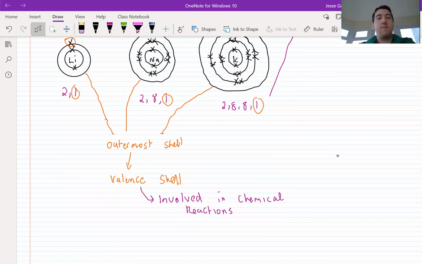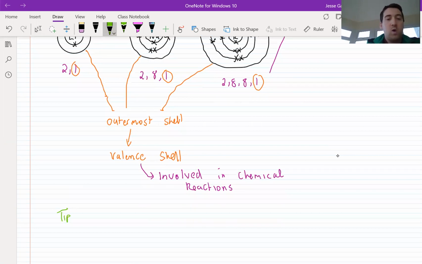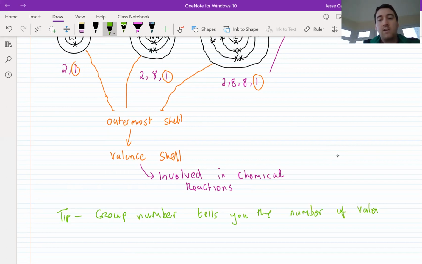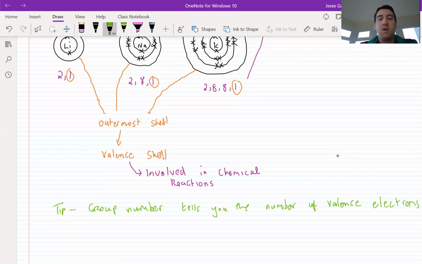So the first little tip I'm going to tell you about here is a clue in the table. It's worth taking this one down, but wait till I write it first and then you can pause it and take it down. Tip: the group number, so for example, all of these, lithium, sodium, potassium, are in group 1. The group number tells you the number of valence electrons. That's a really important link to make between the structure of atoms and the periodic table.